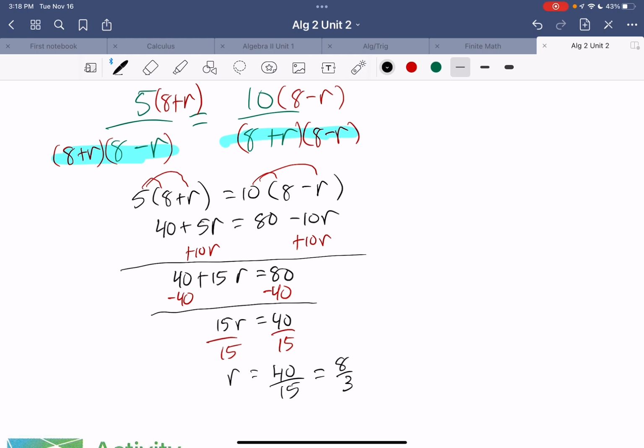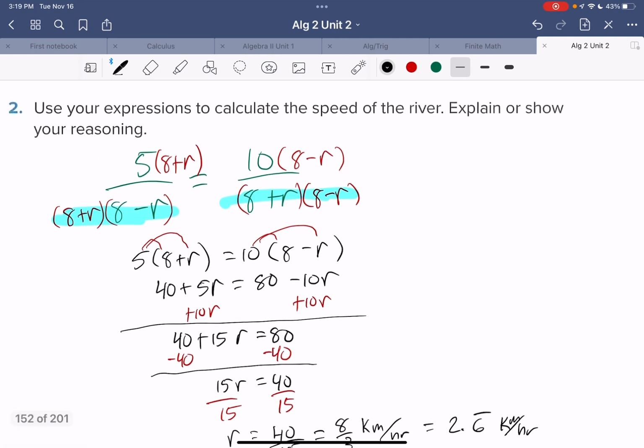So that's kilometers per hour, and a decimal would work too. That's 2.6 repeating kilometers per hour. That's how fast the river's going. And it makes sense when you're going with the river. When you're going with the river, you can go 10 kilometers.